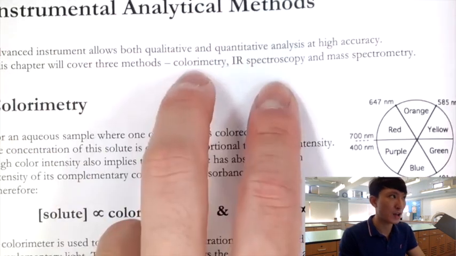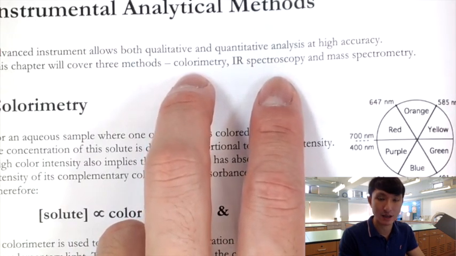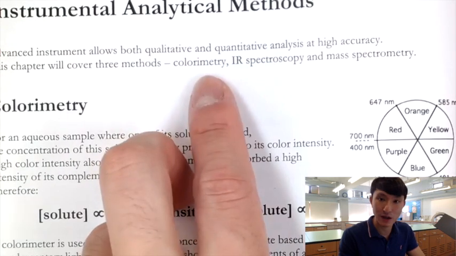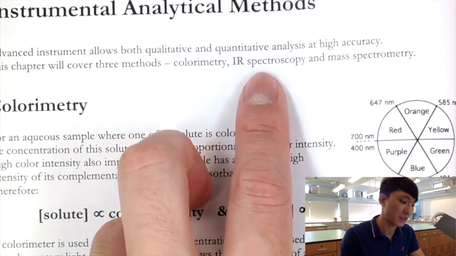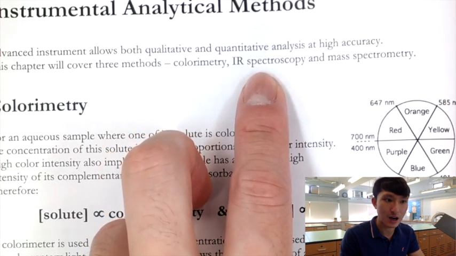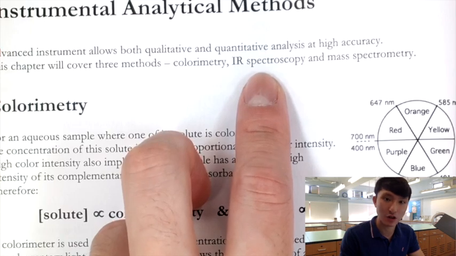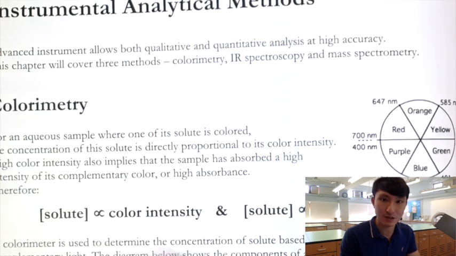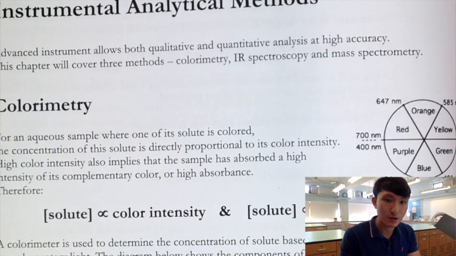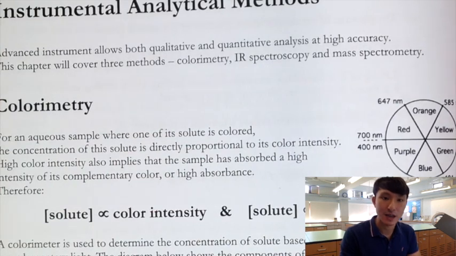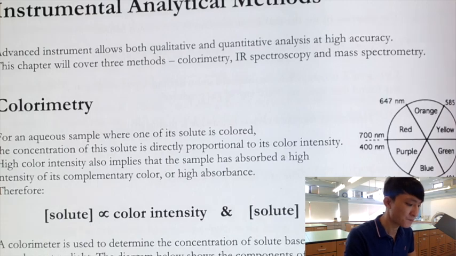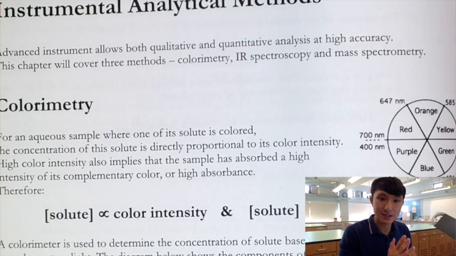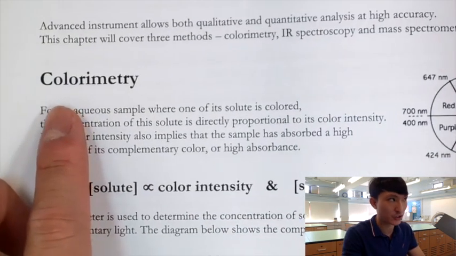Now for these two, we are making use of electromagnetic radiation: visible light for calorimetry, and obviously infrared for infrared spectroscopy. We're making use of the interaction between the substance and these EM waves to find out what it is and how much there is. So that's the idea. Okay, so let's get into it. Let's talk about calorimetry.